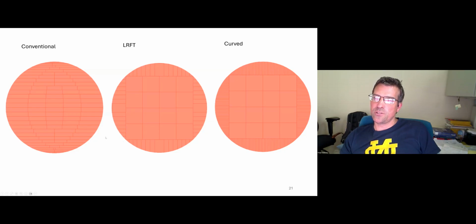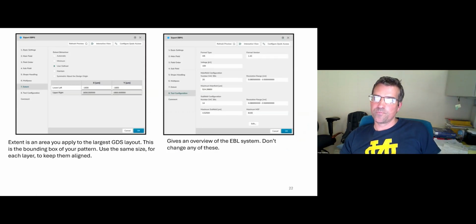It's a very similar approach in terms of the edge of the circle. But as you can see, the special curved fracturing method makes much finer subfields on the edge of this pattern. So your circle is resolved much better, and your pattern fidelity will be more accurate to your layout design.